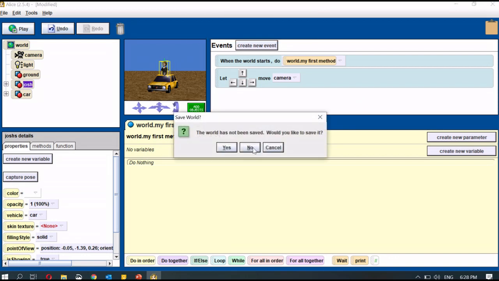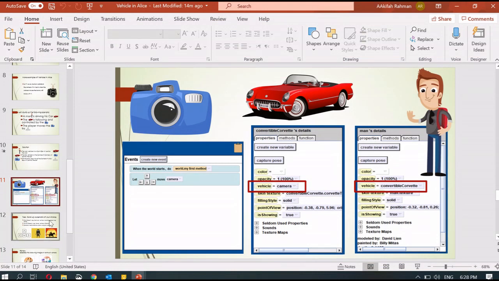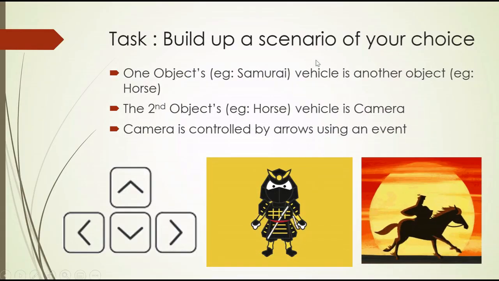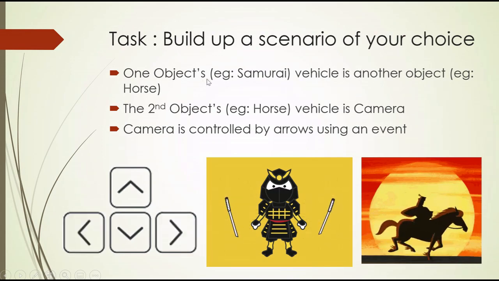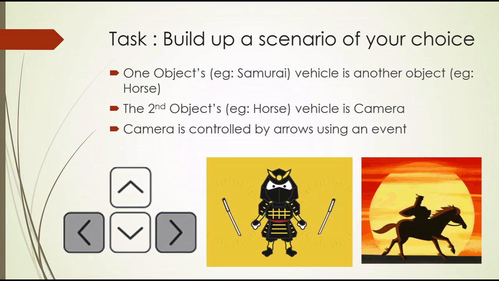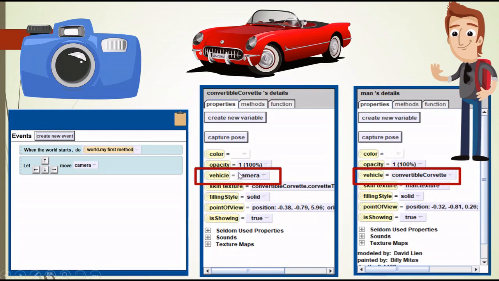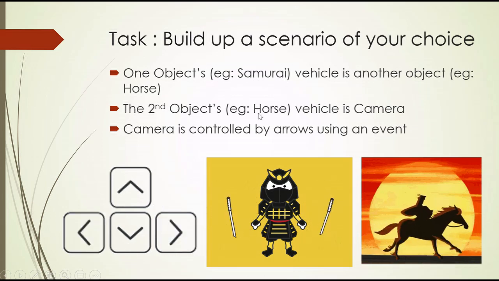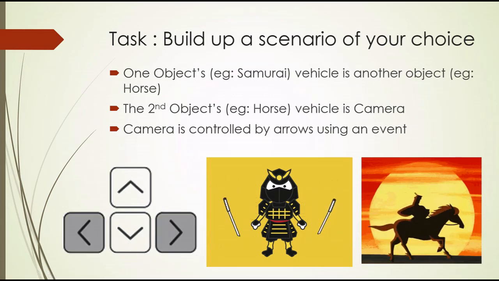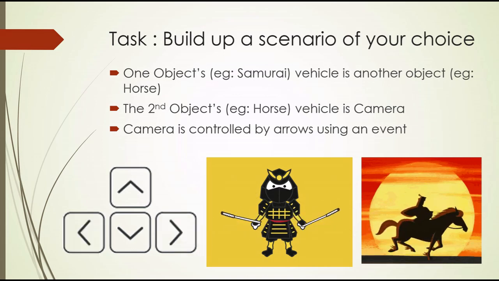Alright, so I will show you one more example to make this clear. Let me close this. Alright, the task for today is that you have to build a scenario of your own choice where you have two objects. One object's vehicle should be the other object. Like for example, in the previous example, Josh's vehicle was the car. And for the second object, the vehicle must be camera. In our previous example, the car's vehicle was camera. And then the camera is the one which is controlled using the events. Alright, so I will show you one more example of what your task can probably look like, and then you can choose your own objects to complete the task.